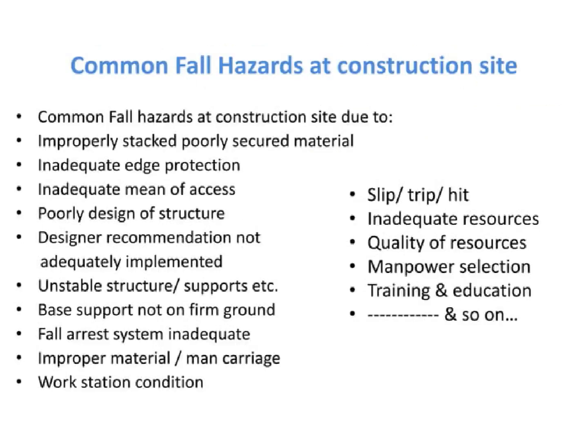Construction sites may be full of hazards that could cause falls. Such dangers include material not being properly stacked and secured, lacking edge protection, not having suitable entry, uncertain structures or supports, foundations not set on solid ground, inappropriate fall protection, improper material handling and workstation circumstances, tripping, slipping and striking, lack of or poor quality of resources, and overlooking of designers' instructions. In addition, the manpower selection and training as well as education levels can play a part in these dangers.